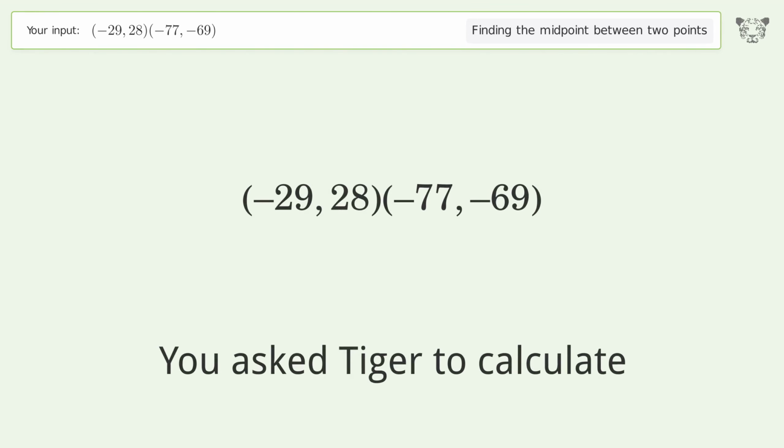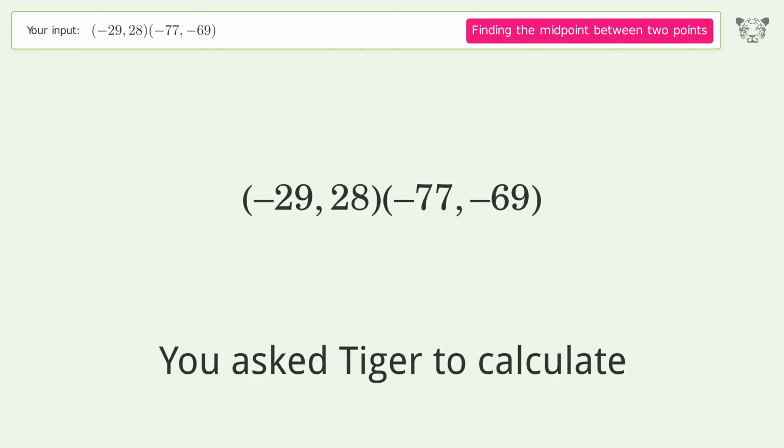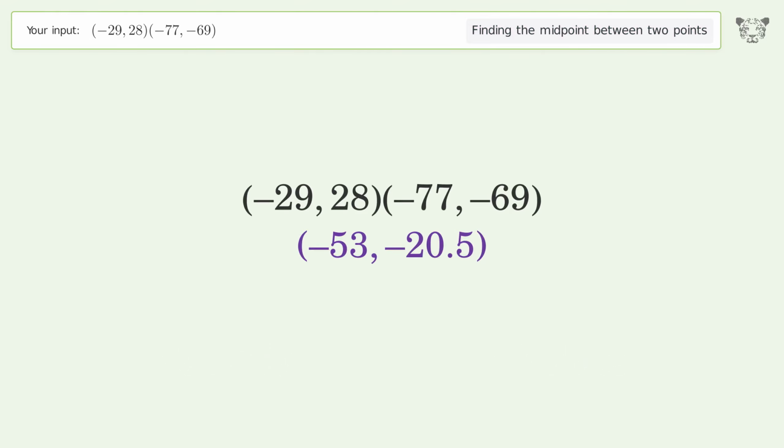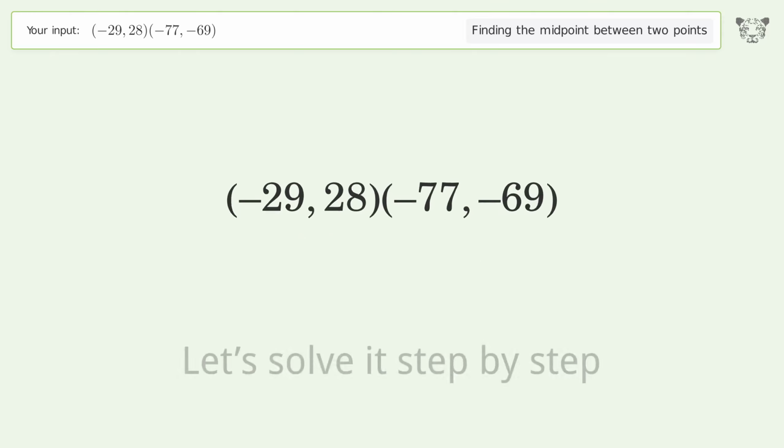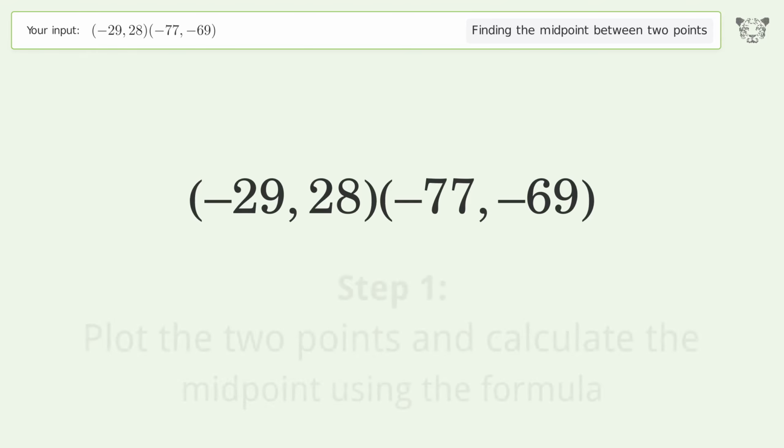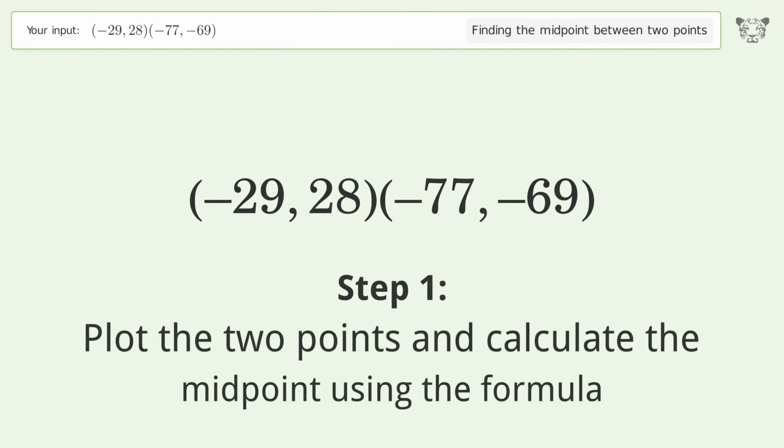You ask Tiger to calculate. This deals with finding the midpoint between 2 points. The midpoint between the 2 points is -53, -20.5. Let's solve it step by step. Plot the 2 points and calculate the midpoint using the formula.